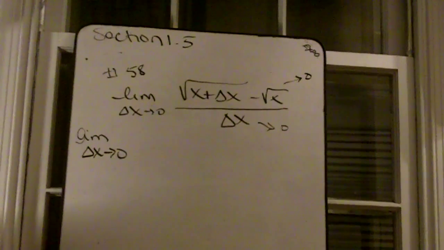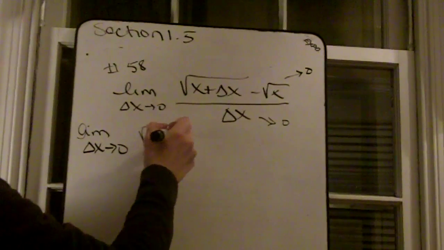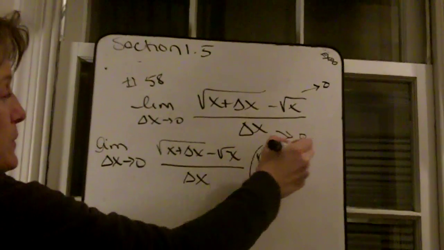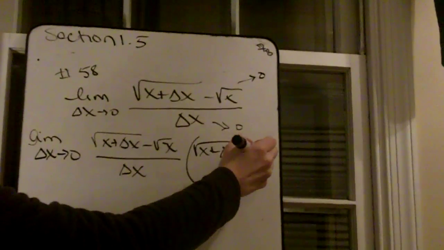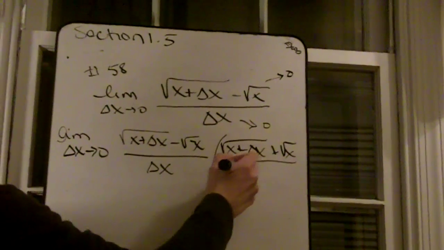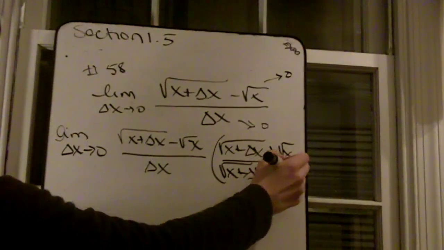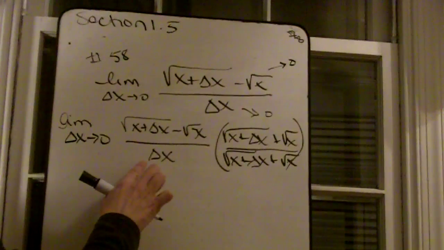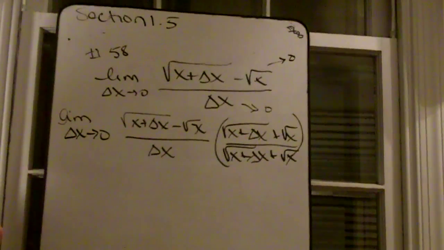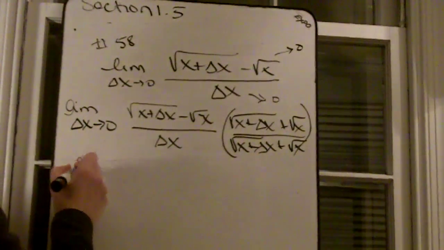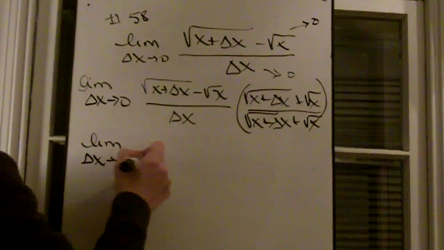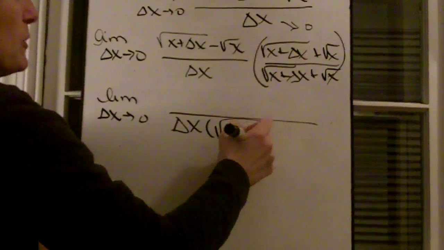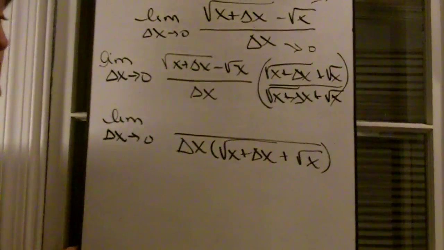We use the conjugate. So the conjugate of the numerator is the square root of x plus delta x plus the square root of x. And we're going to use that as a number 1. We're going to put the conjugate over itself and multiply so that we're not changing the value of this function. We're just going to change the way it looks. And so how it'll end up is the denominator is just going to be this product, and I'm not going to try to distribute or simplify. I'm just going to leave it alone.